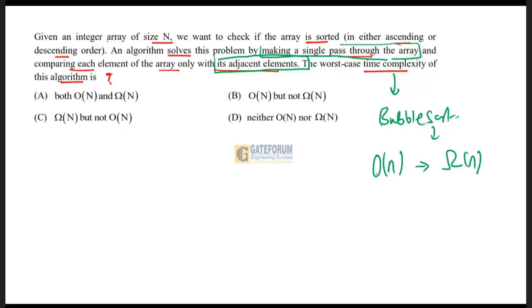Normally order of n is what we represent in the average case, that is theta of n. So we can represent it like this and like this. So I can go with option A, that is both order of n and omega of n. Option A is the correct answer, because the bubble sorting technique satisfies the condition of the question, and the worst case time complexity will be both order of n and omega of n. I hope it is clear to you.